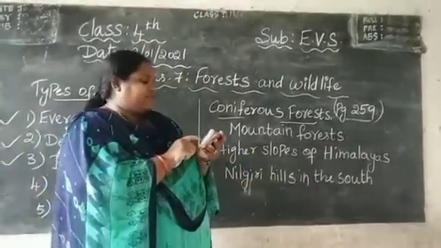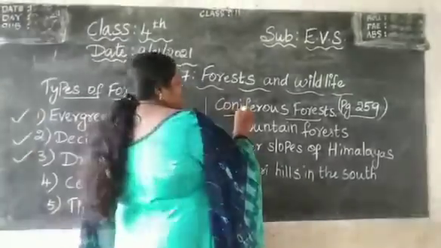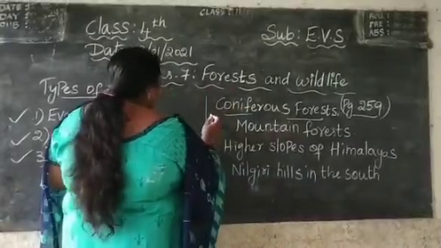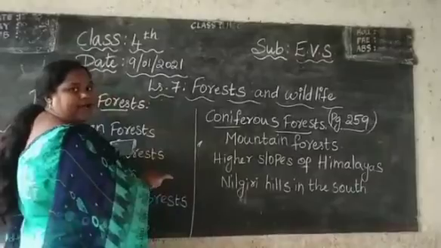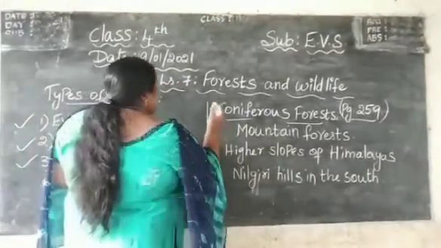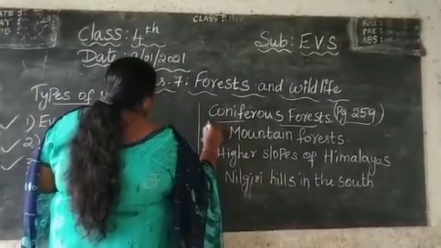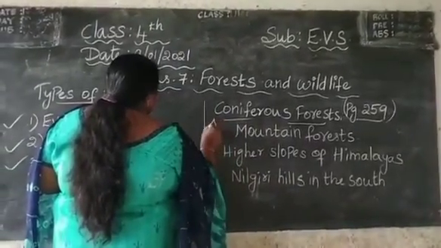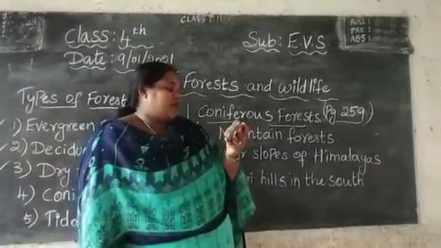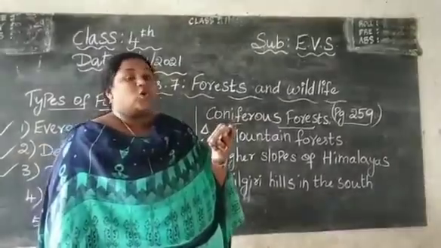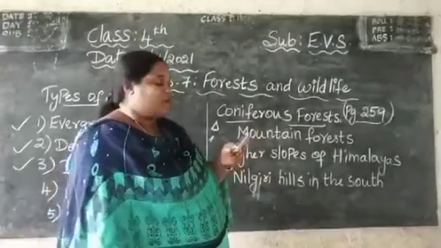Next, the trees of this forest bear cones and have pointed leaves. The leaves are pointed, a needle-like structure at the ends, and instead of flowers, the trees bear cone-shaped fruits. So the trees of this forest bear cones and have pointed leaves. These trees grow in a cold climate, a very cold climate.